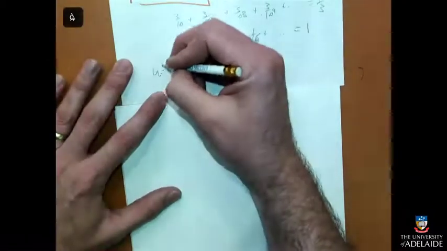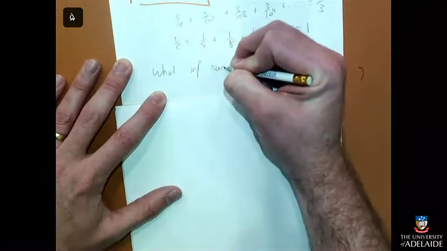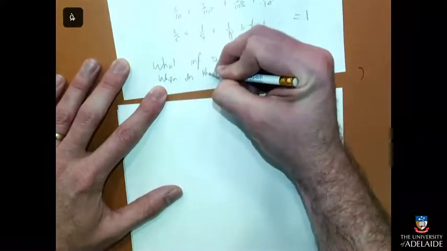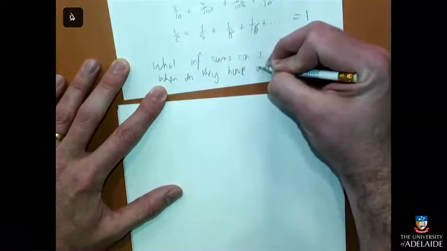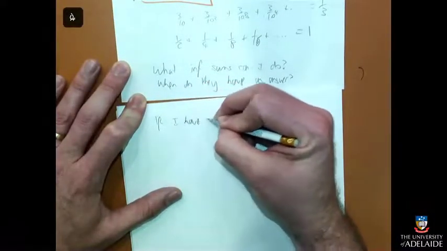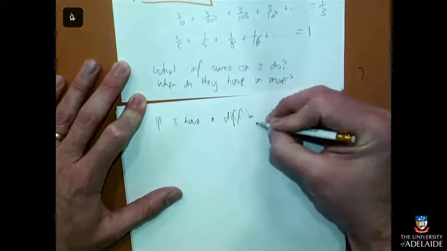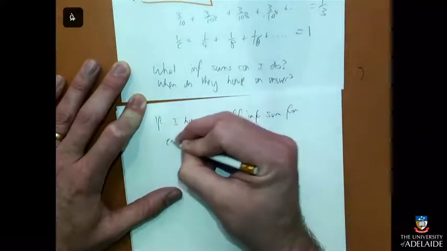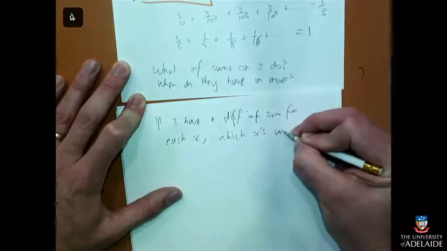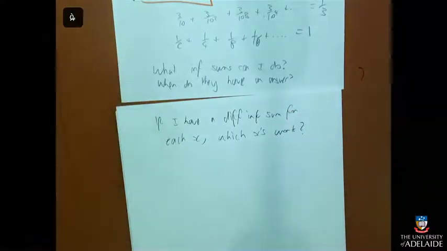So now I'm going to start thinking, what sort of random infinite sums could I do? And when could I tell if they have an answer or not? When do they have an answer? If I have a different infinite sum for each x, which x's make it work? All of these things.